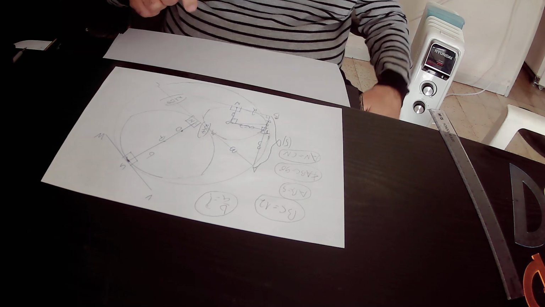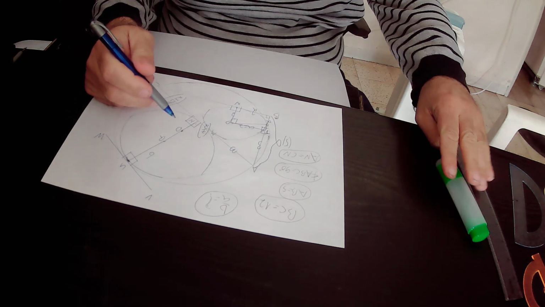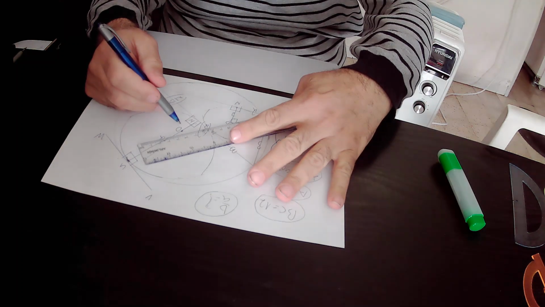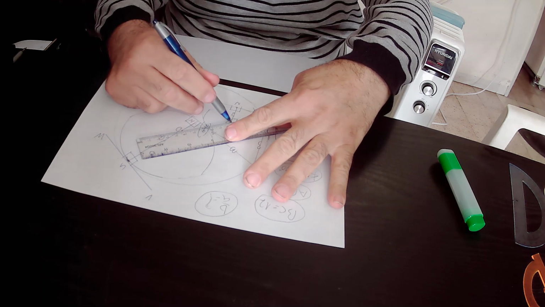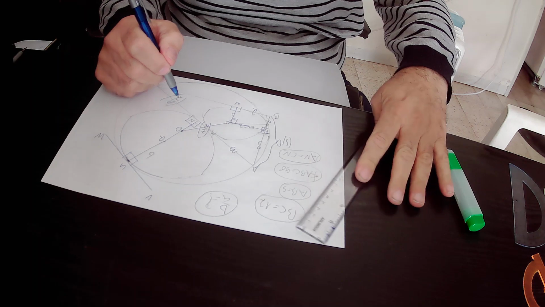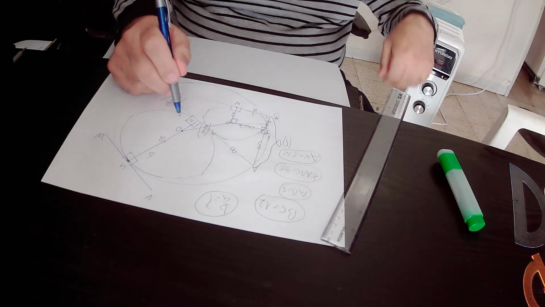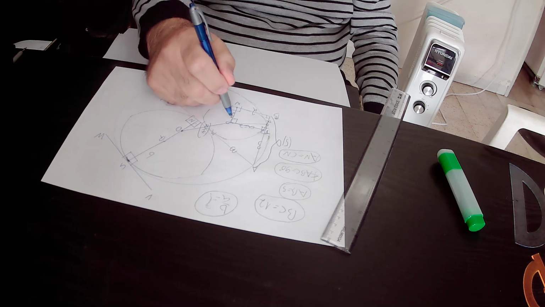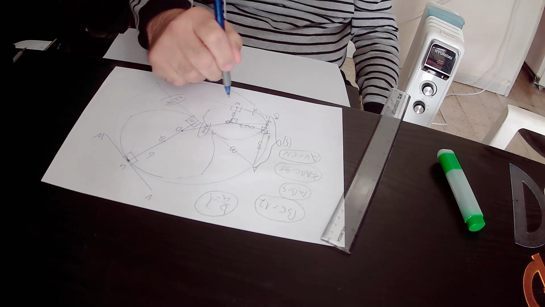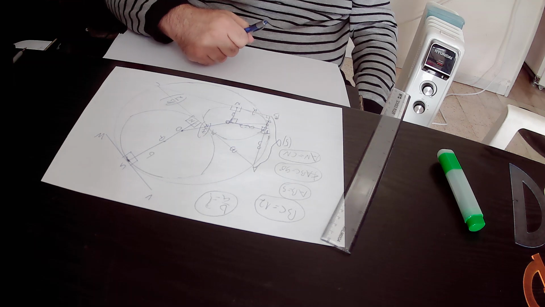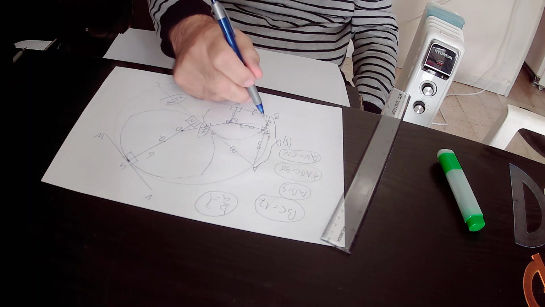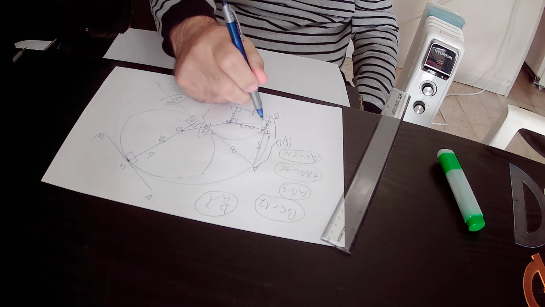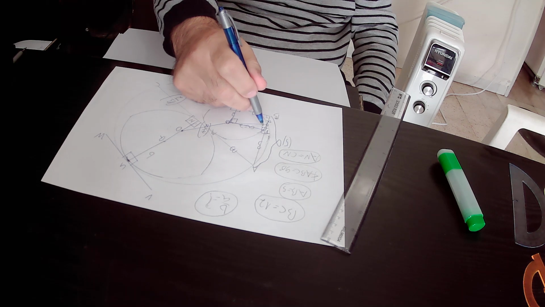In the next step, we will join points O and P together by a straight line. Point O is the center of the biggest circle, point P is the center of the smallest circle. The smallest circle and the biggest circle touch each other internally at point S, this point.